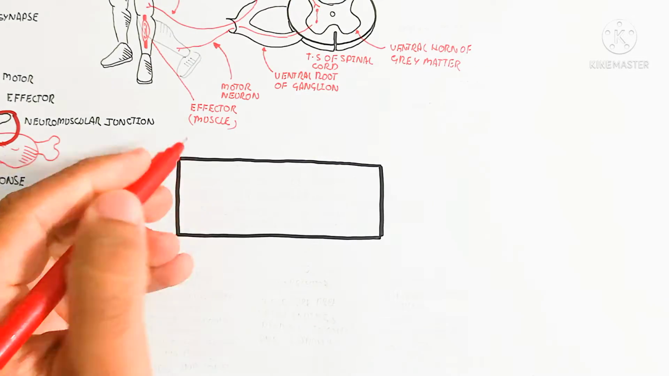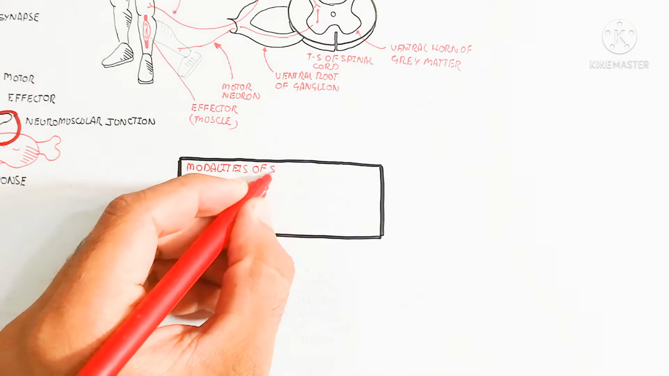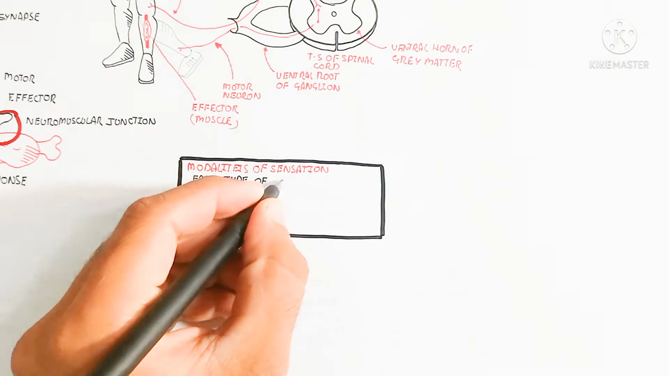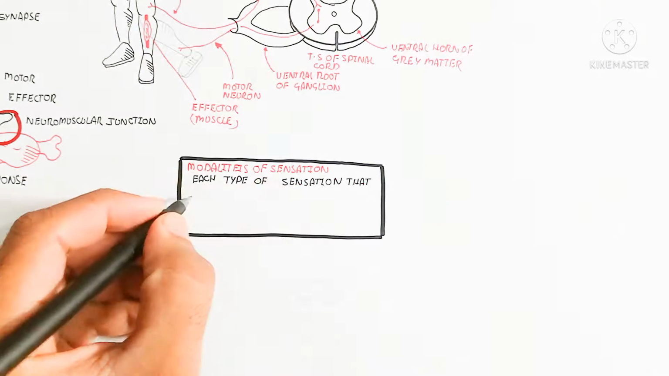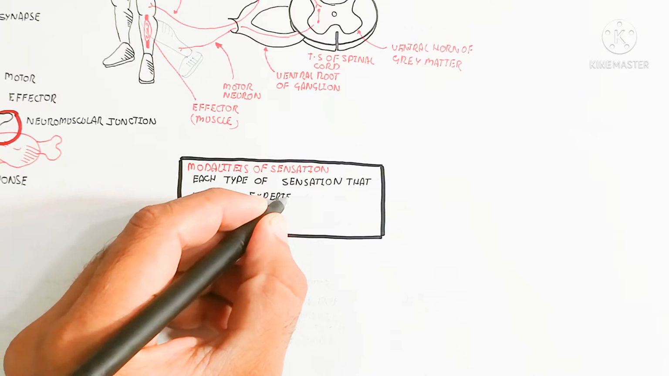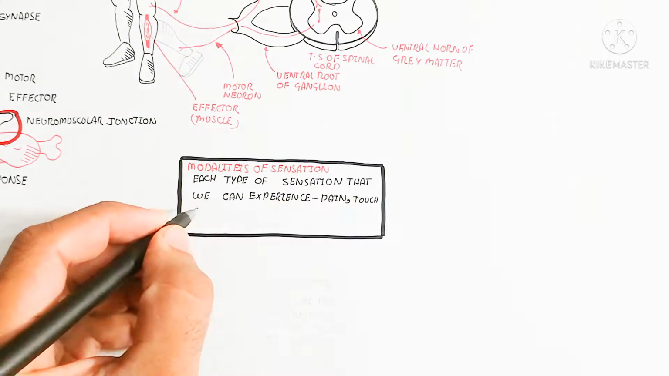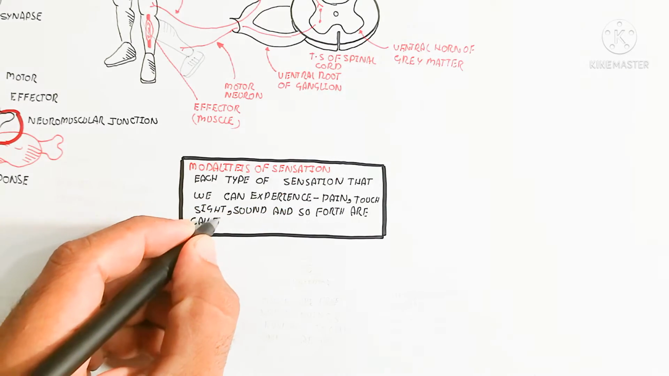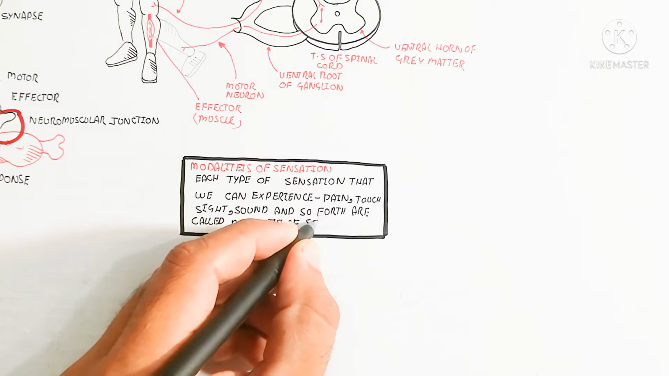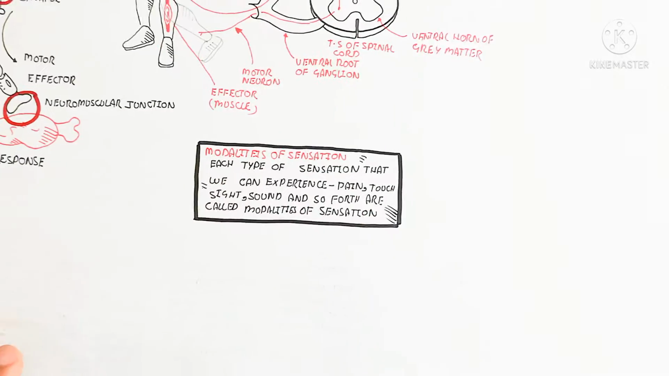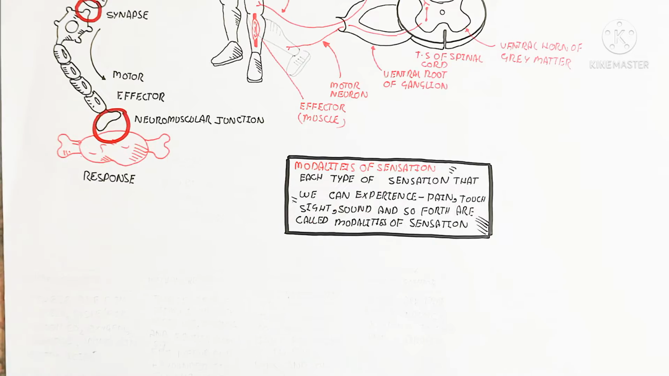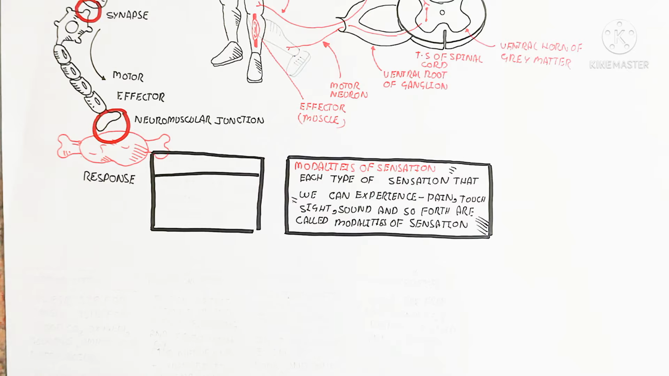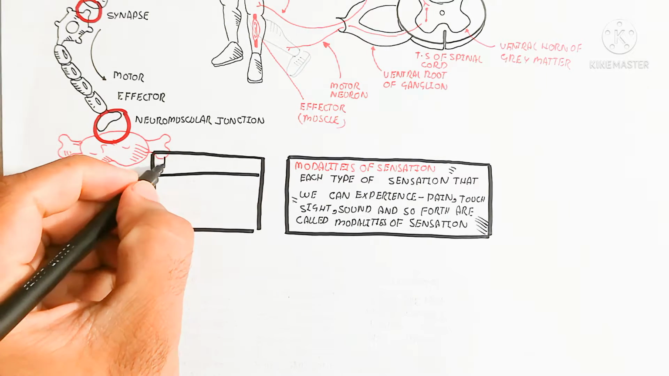Let's begin to understand, first, the modalities of sensation. Each type of sensation that we can experience, pain, touch, sight, sound, and so forth, is called a modality of sensation. So let's begin to understand the receptors. A receptor may be a cell, a neuron ending, or a receptor organ.